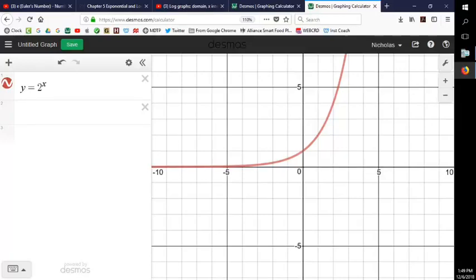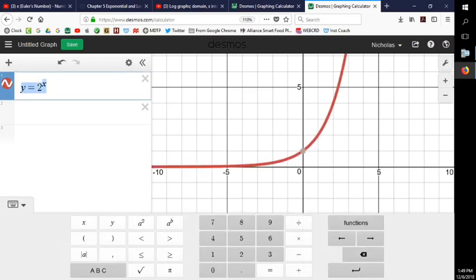Logarithmic functions. Hey, this is an exponential function right here, and there is such a thing as the inverse exponential function. What inverse functions do is they switch the x and the y. So we're going to switch the x and the y on this guy. We're going to put the x first, and we're going to say 2 raised to the y power.